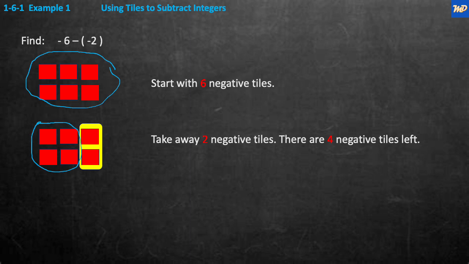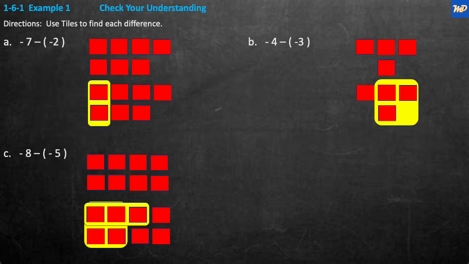So you start with 6, take away 2 negative tiles. That's what this is: start with -6 tiles, and then take away 2 of the negative tiles. And that's what we did here. And now for example 1, we get to do a few of these for ourselves.